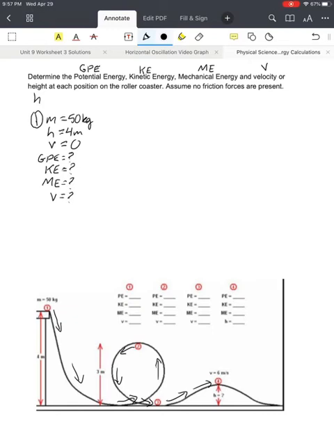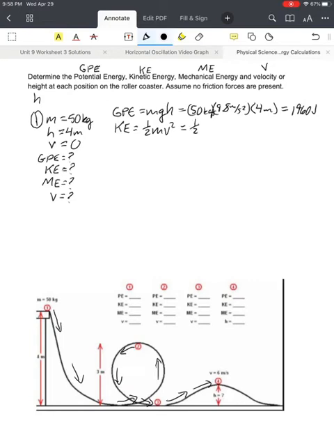So we've already found that. So for the gravitational potential energy, we have GPE is equal to mgh. Well, we know what m is. It's 50 kilograms. And we know what g is. It's 9.8 meters per second squared, because we wrote that at the top. Don't forget it. And then the height is 4 meters. And when we calculate those things, let me do the calculator really quickly here. 50 times 9.8 times 4 is 1,960 joules. Okay, and now it says to find the kinetic energy. Kinetic energy is equal to 1/2 mv squared.